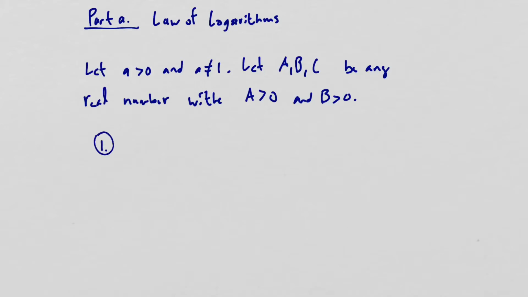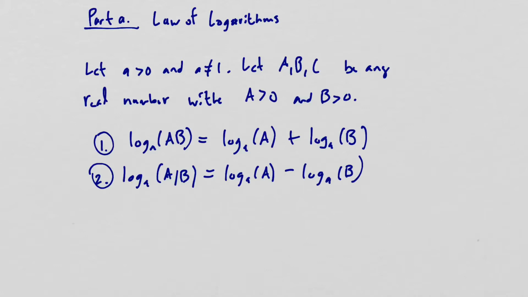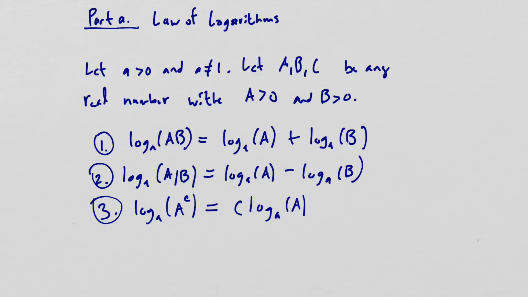1. The log base a of A times B is going to be equal to the log base a of A plus the log base a of B. 2. The log base a of A divided by B is going to be equal to the difference in logs, which is the log base a of A minus the log base a of B. Then the third property, the log base a of A raised to the C is going to be equal to C times the log base a evaluated at A.